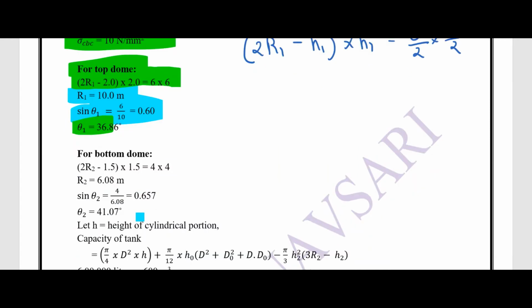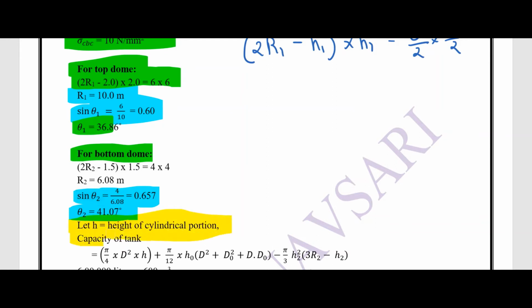Same equation for the bottom dome. We can find here sin theta 2. So theta 2 is 41.07. We have 2 angles here, theta 1 and theta 2. Now we are going to find the height of the cylindrical portion.